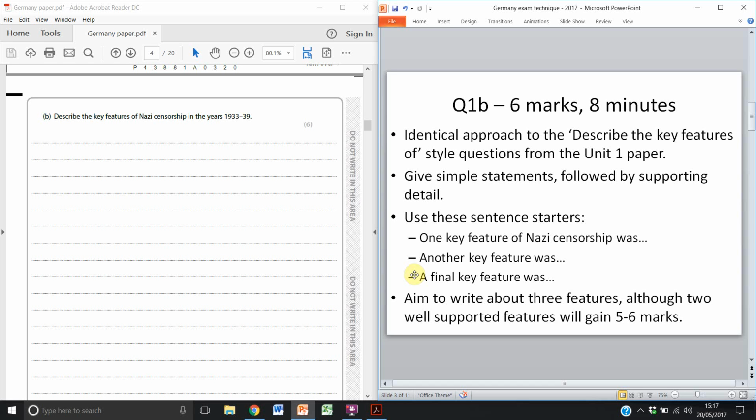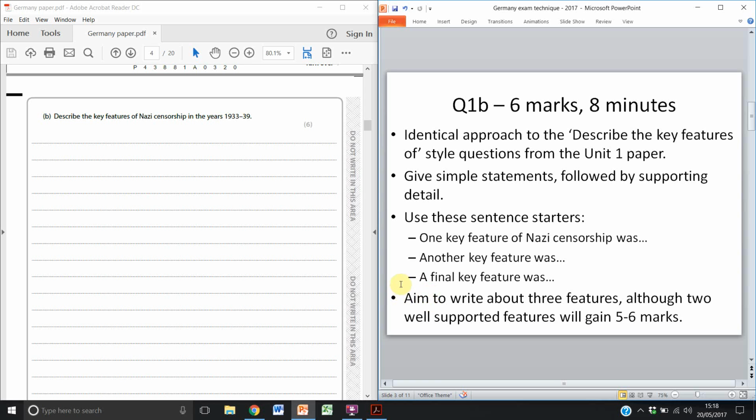was that they created an organisation to control and monitor information that the German people received. Full stop. That's a simple statement. The Ministry for People's Enlightenment and Propaganda was set up and run by leading Nazi Joseph Goebbels. That is a supporting statement with accurate details. That's showing your revision. That's what's going to get you the marks.